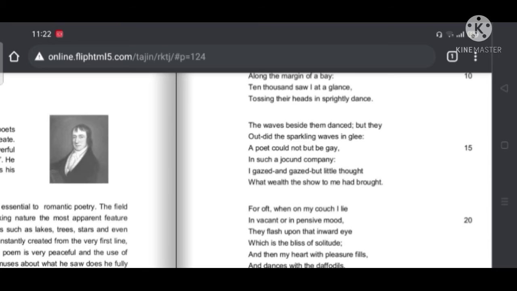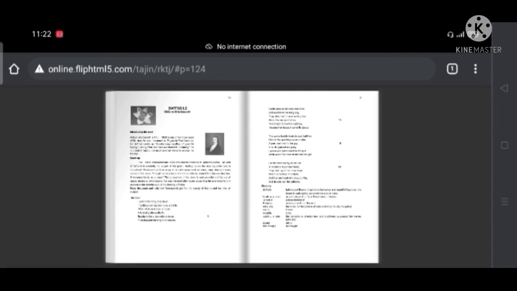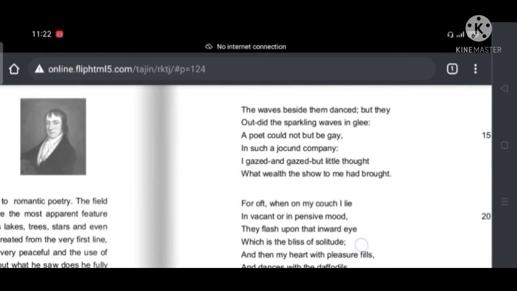I gazed and gazed, but little thought what wealth the show to me had brought. So I keep looking and cannot take my eyes off even once. This is what the poet is saying, that he gazes and thinks very little. And this wealth here does not mean money. Money is not everything in our life, right? So the happiness that the poet is getting from looking at the flowers and the lake and viewing all this natural scenery, this is the real wealth. This is what makes the poet happy.